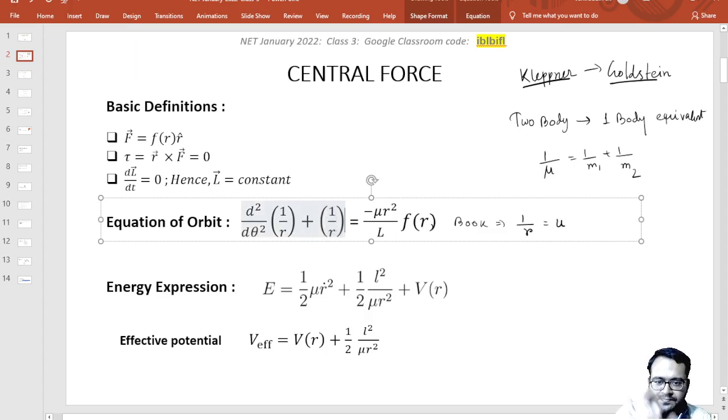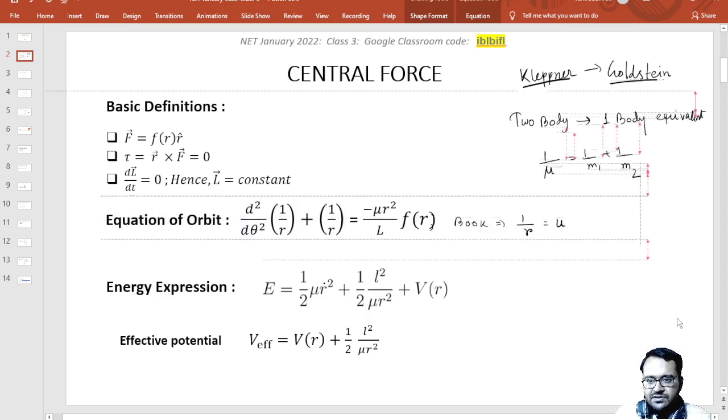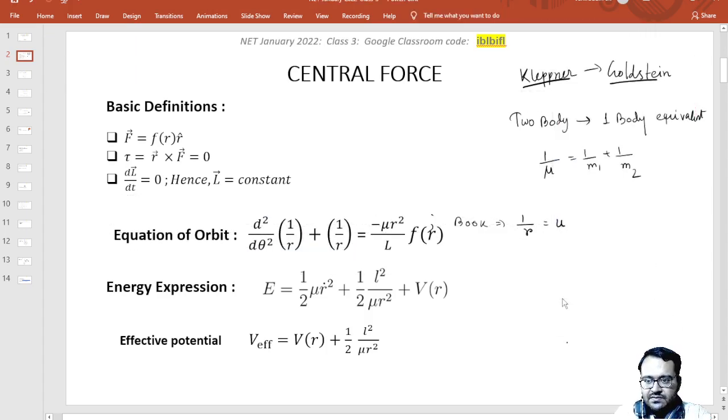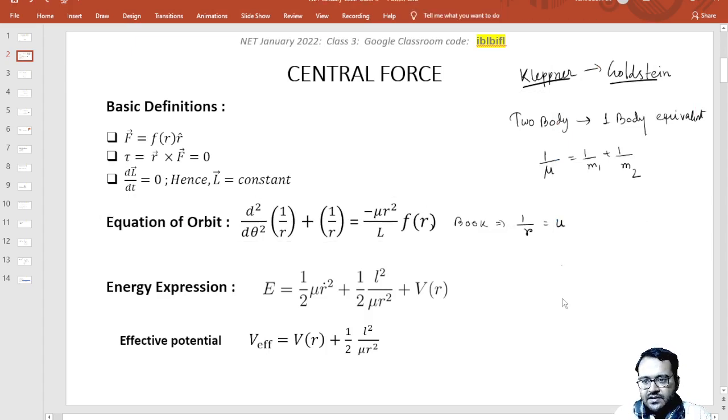equals mu r squared by L squared times F(r). F is the central force, the magnitude of this, and how it depends on the center. It may be 1 by r squared, 1 by r cubed, whatever. Many books follow the substitution 1 by r equals u, and if you substitute this, it will look like a more familiar expression.